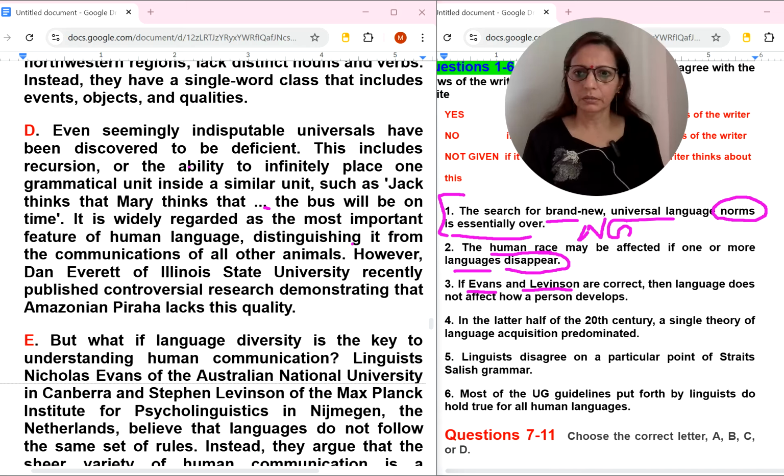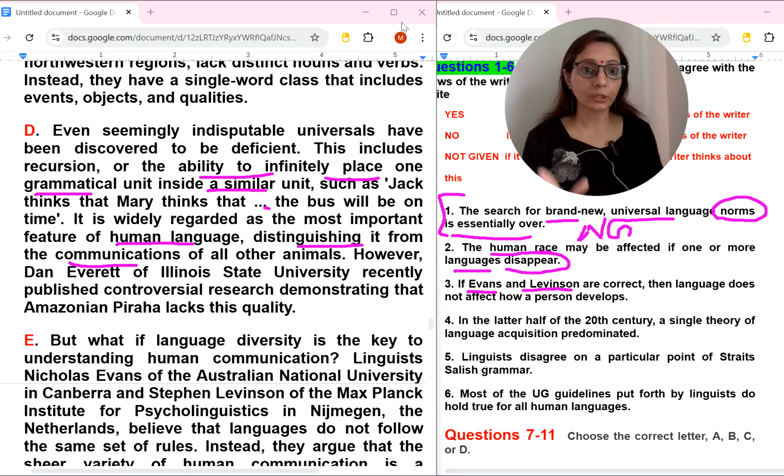So okay, ability to infinitely place grammatically inside. So my focus is the human race may be affected if one or more languages disappear. So disappear, language is there, human is also there. It is widely regarded as the most important feature of human language, distinguishing it from communication of all other animals. Okay, nothing is given about this in the D paragraph also. So many paragraphs we have to look for.